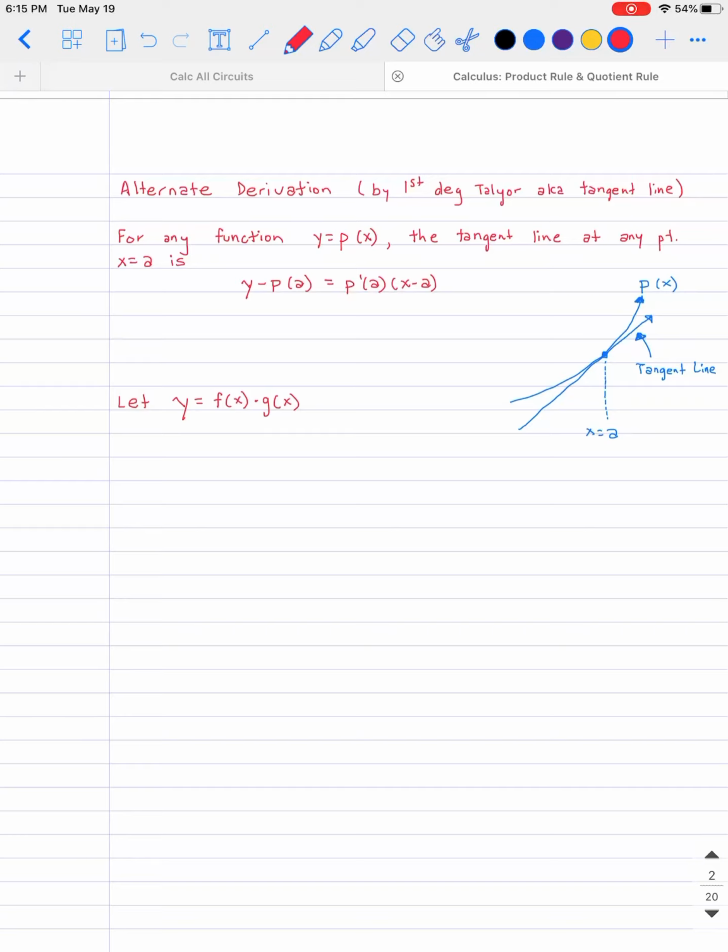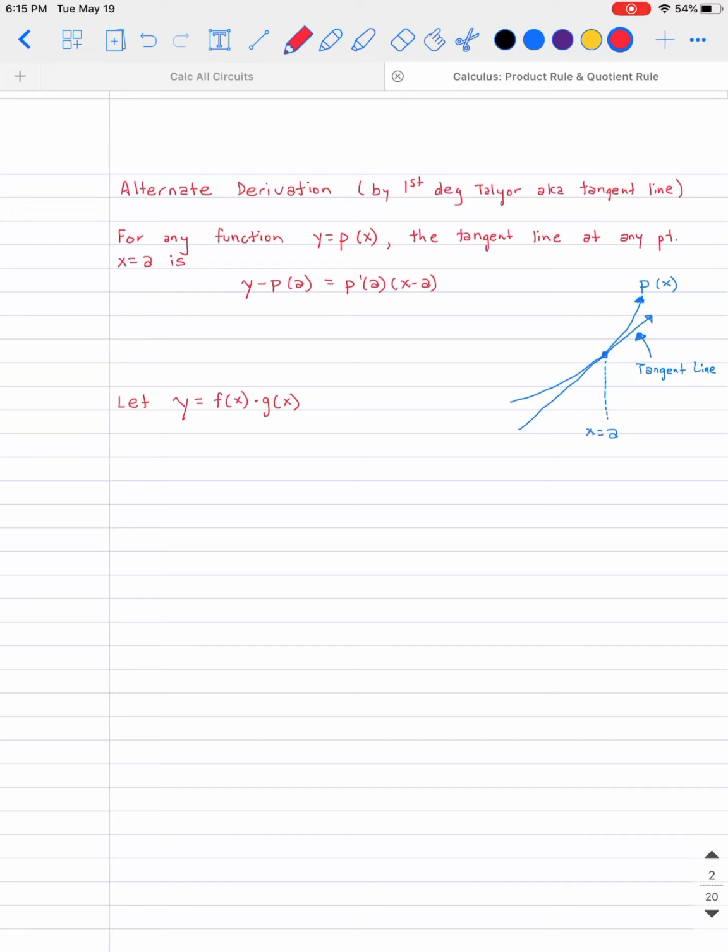The tangent line at any point x equals a is y minus p of a equals p prime of a, multiplied by x minus a. So that is right there the equation of the tangent line for any function p of x at x equals a.